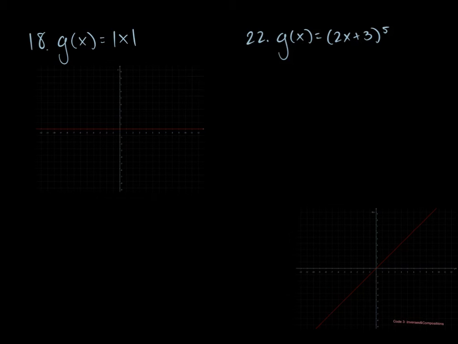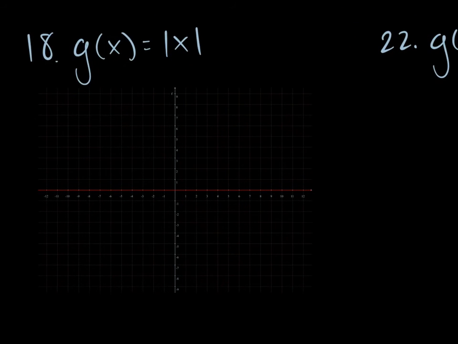So using a t-chart, okay, we've got x values and then g values. So if we plug in 1 for x, we get 1 for g, 0 for x, 0 for g, -1, and 1 for g again. So remember, absolute values always look like v's. So this is our graph.